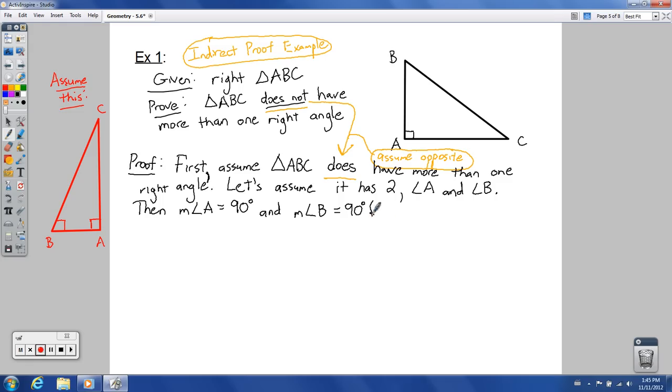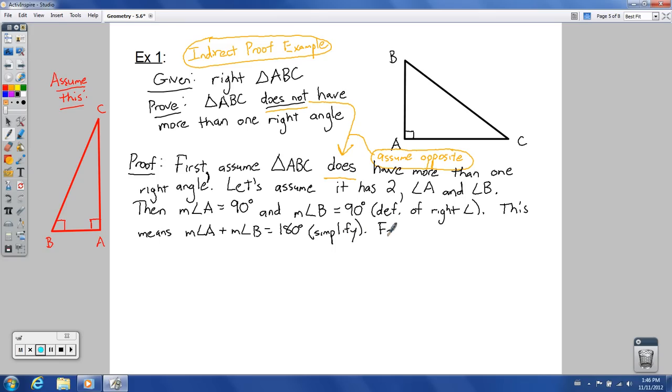So if I were to have to give a reason for that, let's put that here in parentheses next to the end of each thing. So this is a definition of a right angle. Tell me that they add up to 90, okay? And so this means the measure of angle A plus the measure of angle B would equal 180. 90 plus 90 is 180. You could say we just combined like terms, or we could just say simplify, something like that would be sufficient for a reason for that. So I'll just put simplify.